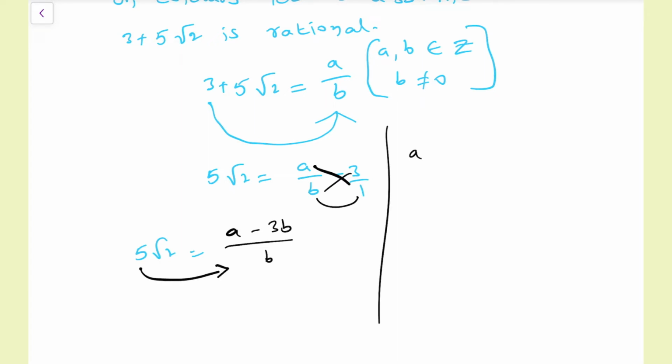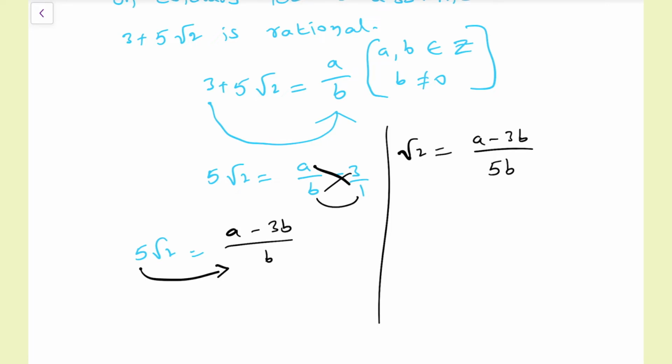Next, taking 5 also to the right side, on the left side we will have root 2. So root 2 equals a minus 3b divided by, this 5 we are taking to the right side, so it will become division, 5b. That's it. Left side we have root 2, we cannot simplify anything. So root 2 equals a minus 3b divided by 5b.